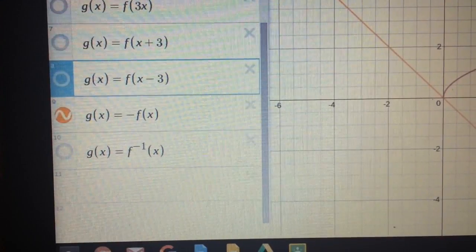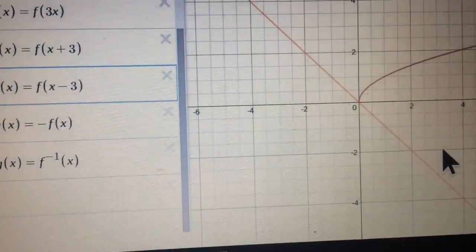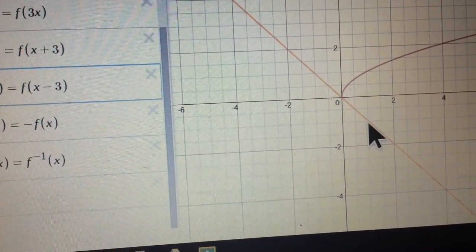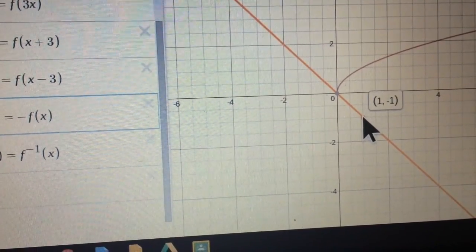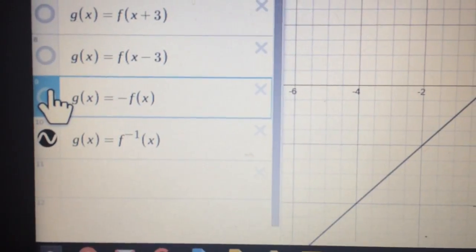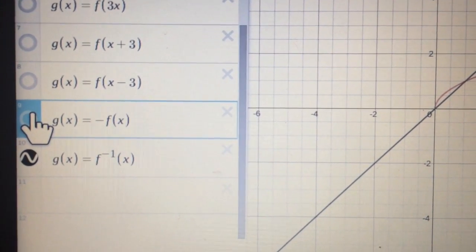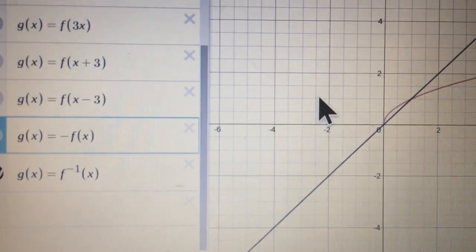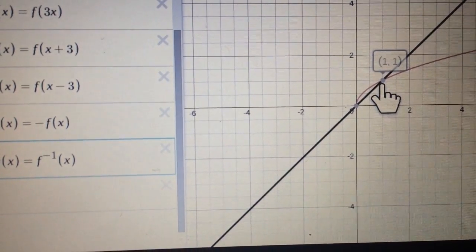So g of x equals negative f of x, but the negative basically causes a reflection, and the new point would be 1 comma negative 1. So now when I plug in g of x equals f of negative x, it's basically just a reflection. So the point stays the same at 1 comma 1.